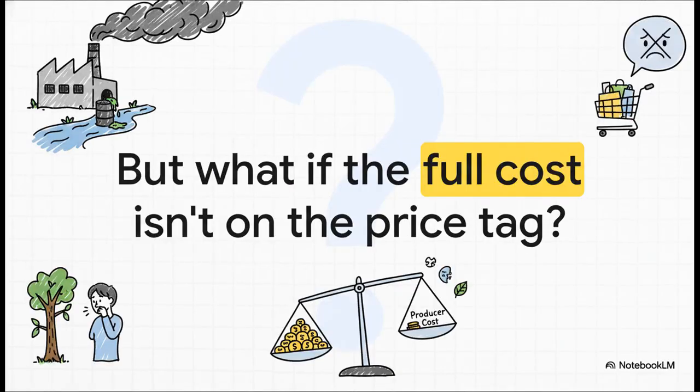And right here is the crucial point where theory smacks right into reality. This perfect model completely falls apart when some costs are left off the bill. Economists have a name for these: externalities. Think of them as the side effects of production that impact somebody else, a third party, but the producer never actually pays for them. And this is where that simple idea of cost gets a whole lot more complicated.